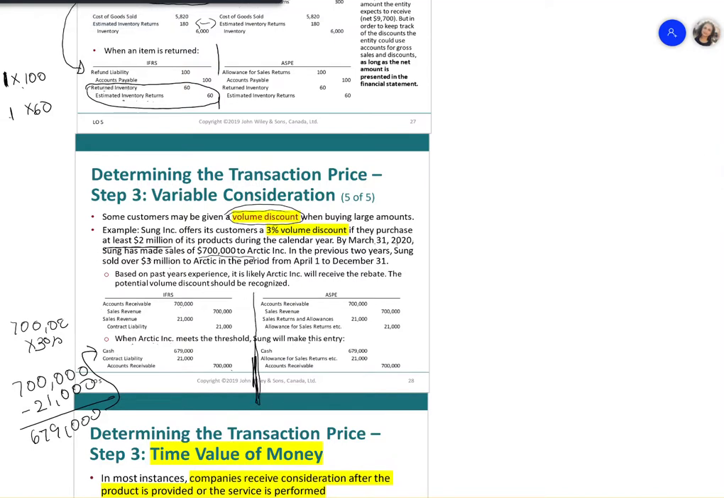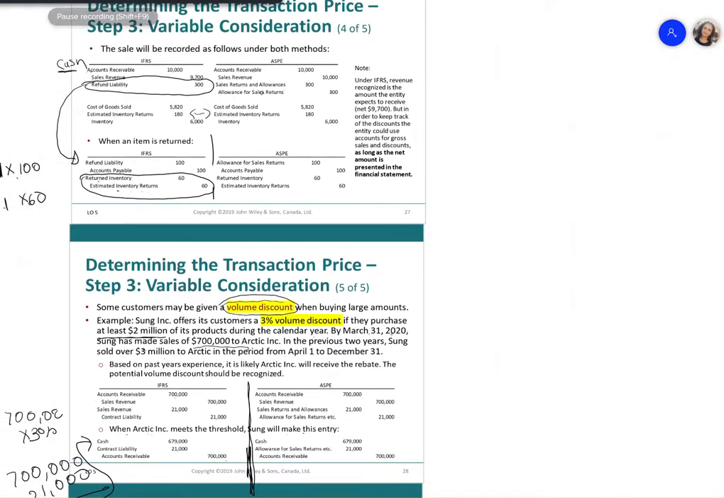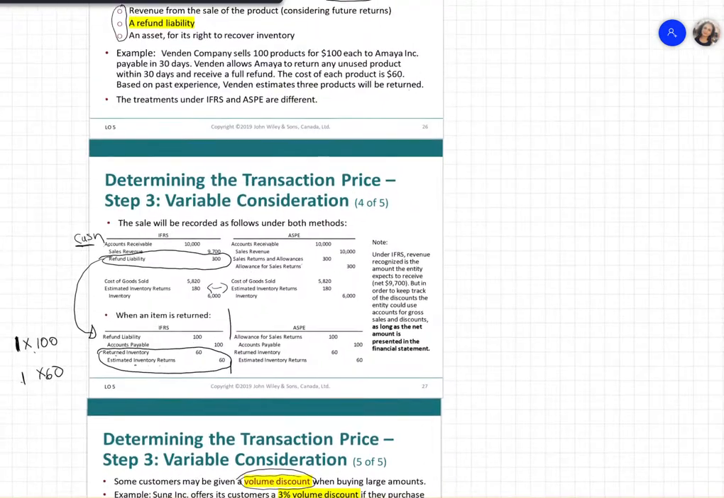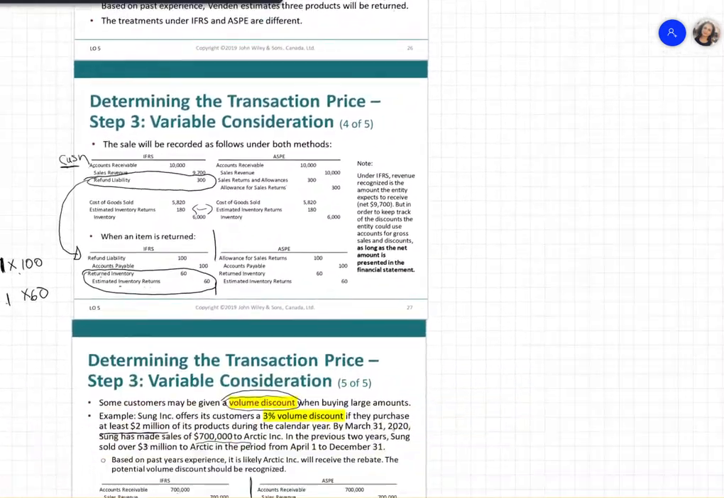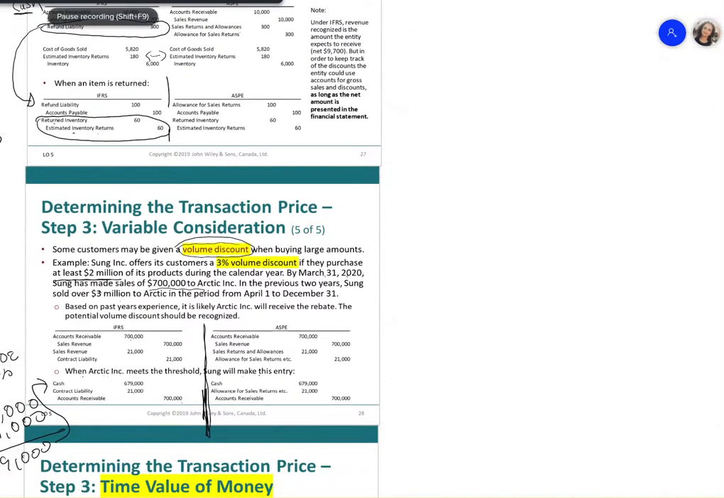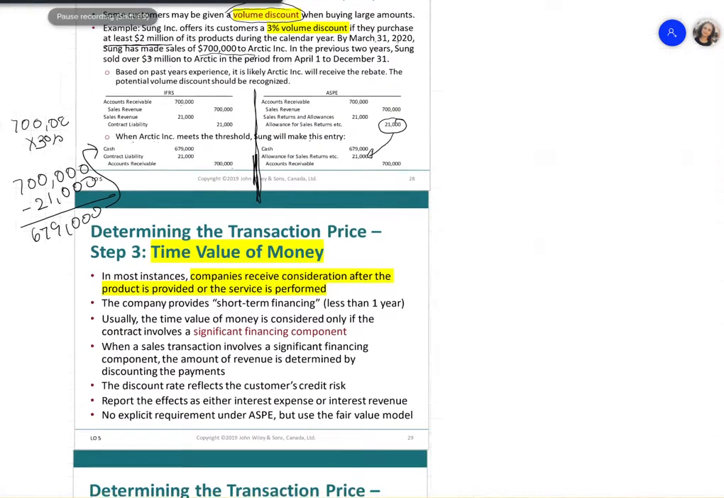Now how you do it under ASPE is similar to how you record the refund liability. In this case, debit the accounts receivable, credit sales return and allowance. When they use the 21,000 volume discount, your debit will be 679,000, and whatever allowance we put aside, we have to clear it. Now they met the requirement for their volume discount.